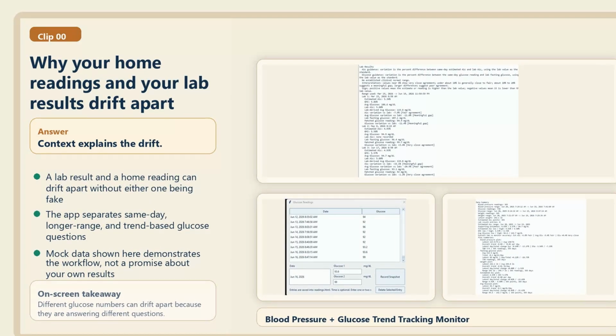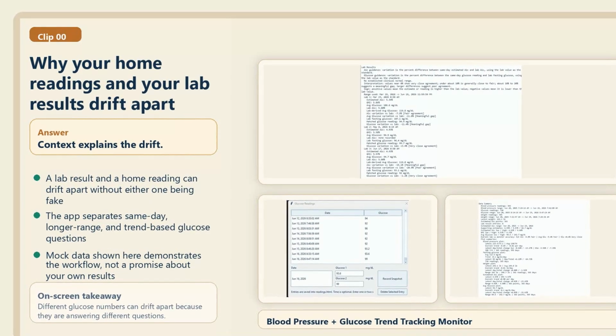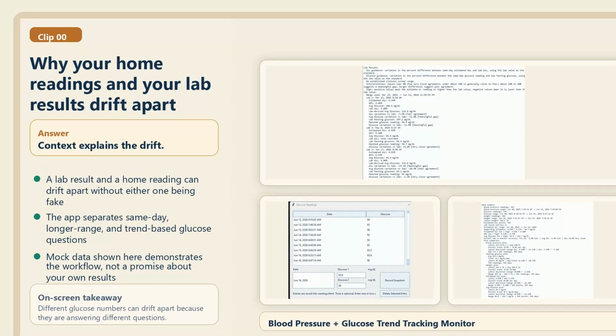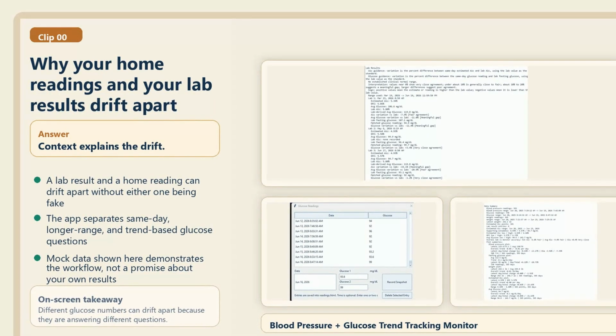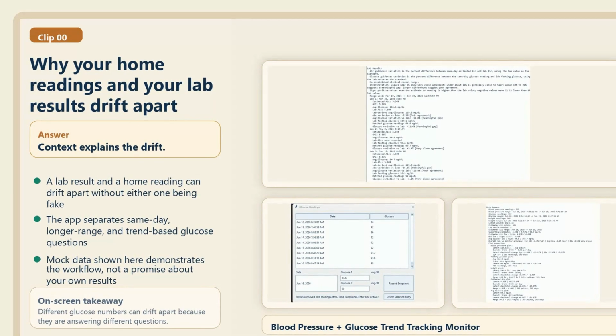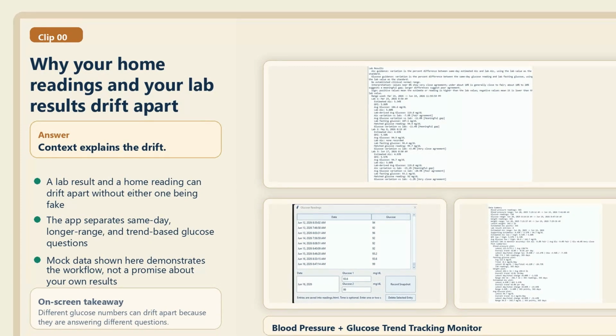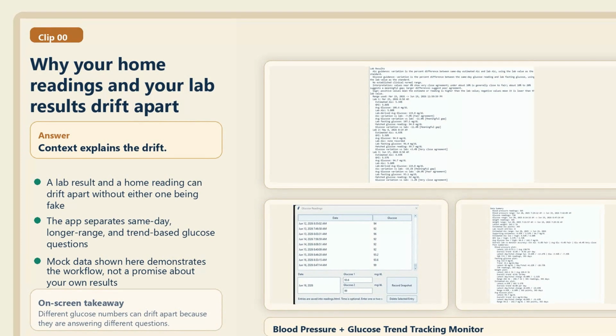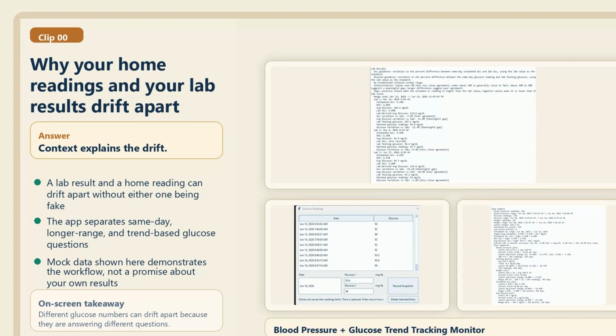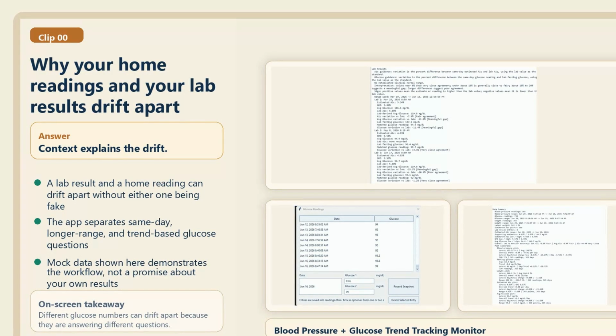The app's role is to separate the different questions each number answers: same-day lab glucose, longer-range lab A1C, home average glucose, estimated A1C, and the latest home reading. Once those are put back into context, the drift usually becomes easier to explain.